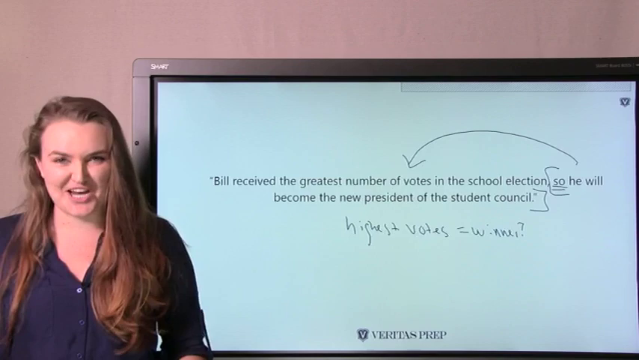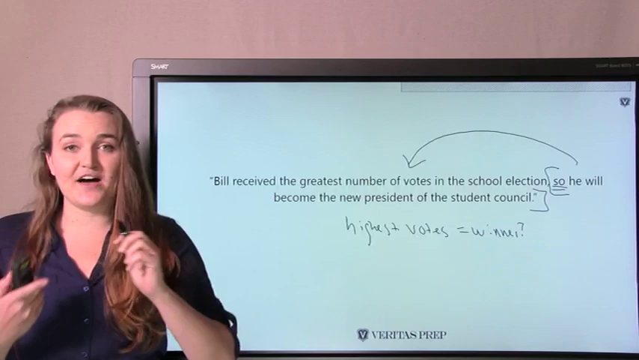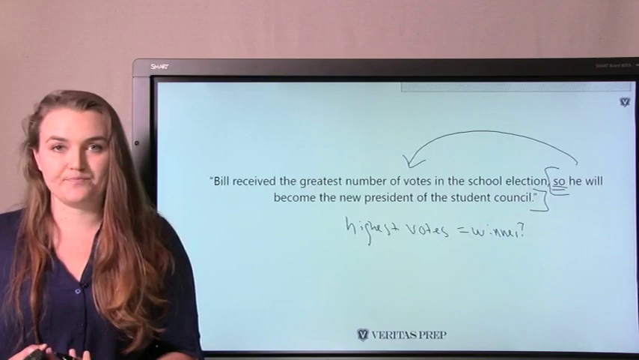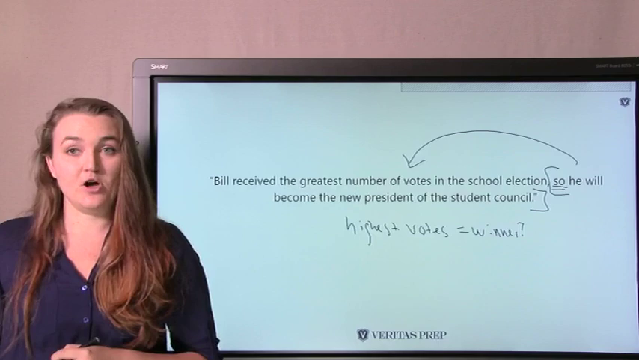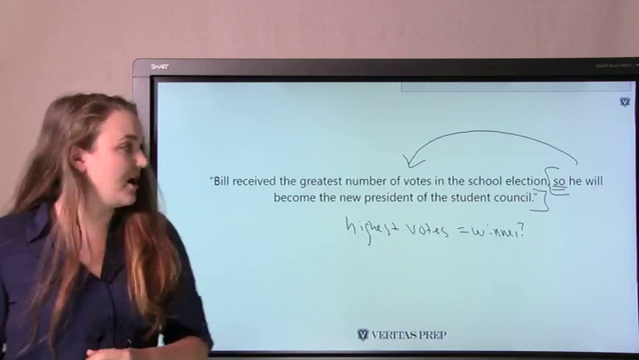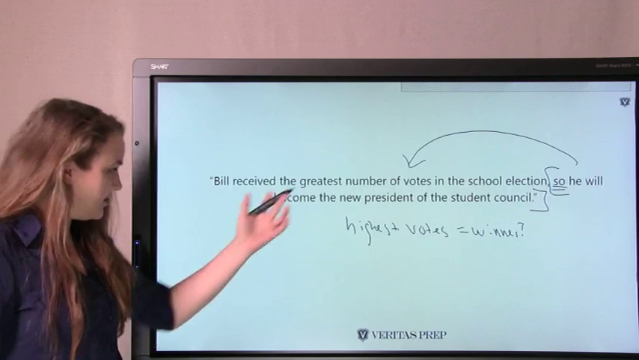But if we simplify this down, we can identify our conclusion either by conclusion language, like so, thus, therefore, being adjacent to premise language, right? That lets us know that because or since a particular premise, we can draw a particular conclusion. Or we can think about the why behind the conclusion we've drawn. Well, why will he become the new president of the student council? Because he received the greatest number of votes.